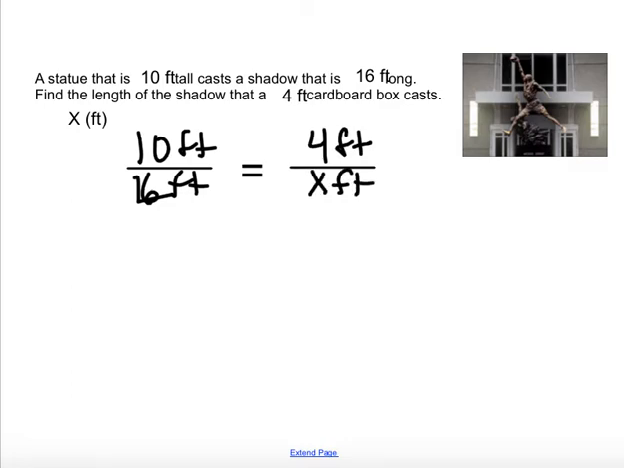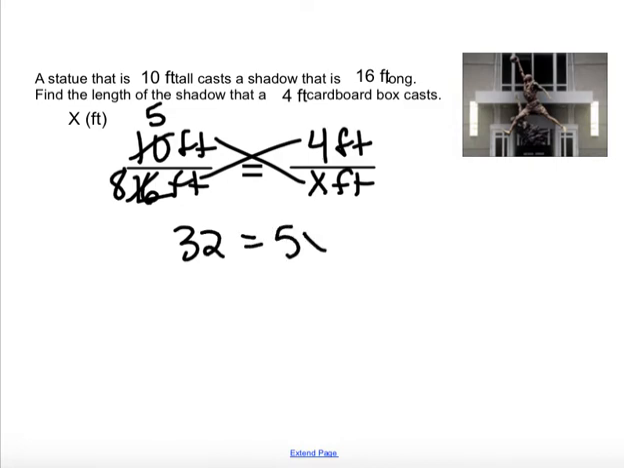And I can do a couple different things, but let's cross multiply again. But I'm going to reduce and say this is 5 over 8. So that I do 8 times 4 is 32 is equal to 5x. Divide by 5 and get that x is equal to 6.4. So the shadow of the cardboard box is 6.4.